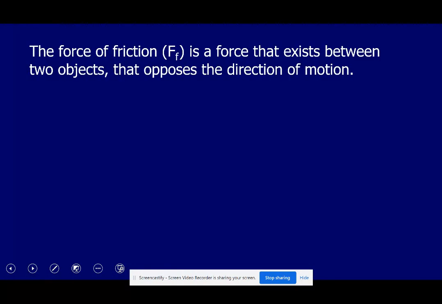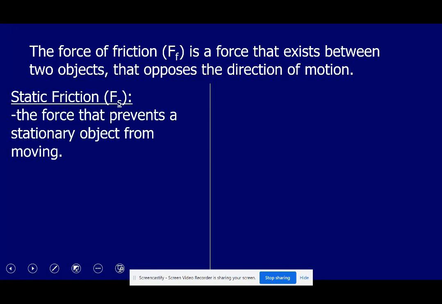So the force of friction, F subscript F, is a force that exists between two objects. It opposes the direction of motion. We've got two types of friction: static friction, which sometimes is denoted Fs, and kinetic friction. I usually just call them both FF, but it doesn't matter. Static friction is the force that prevents a stationary object from moving.